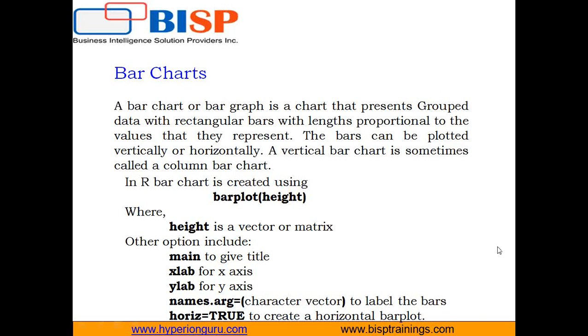Height is a vector or a matrix, and other options we can include for creating a bar chart are main, which is used to give the title to our chart, xlab for naming the x-axis, ylab for naming the y-axis, and names.arg to label each of the bars. If I write horiz equals TRUE, that means we are going to create a horizontal bar plot, and by default it is a vertical chart.